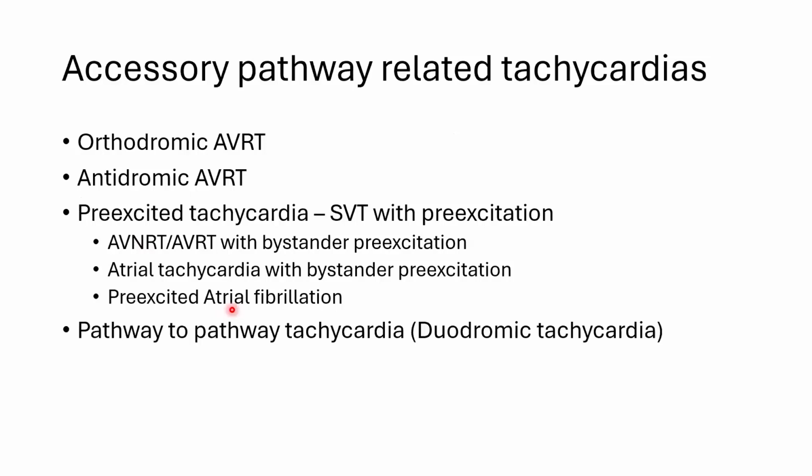Coming to the next one, accessory pathway related tachycardias. There are three important tachycardias. One is orthodromic AVRT, then antidromic AVRT, then pre-excited tachycardia. That is any SVT where the pathway is a bystander. It can be AVNRT or AVRT with bystander pre-excitation, atrial tachycardia with bystander pre-excitation, or a pre-excited AF. And finally, there's pathway to pathway tachycardia, which is usually very rare.